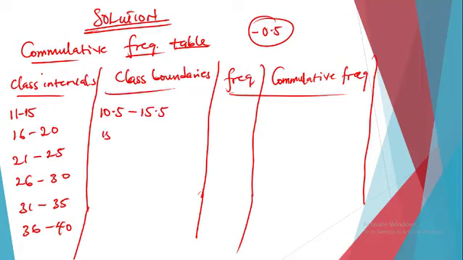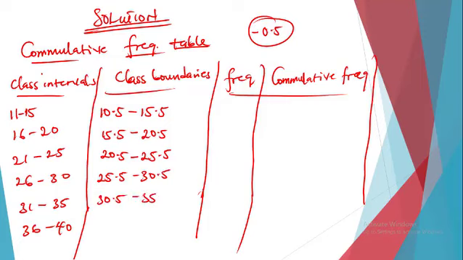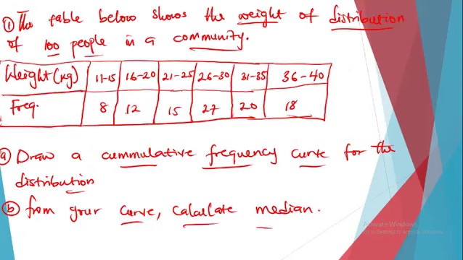Do the same in all of them. You have 15.5 to 20.5. Then you have 20.5 to 25.5, 25.5 to 30.5, 30.5 to 35.5, and 35.5 to 40.5. Okay, then for the frequency in our table we have 8, 12, 15, 27, 20, and 18.